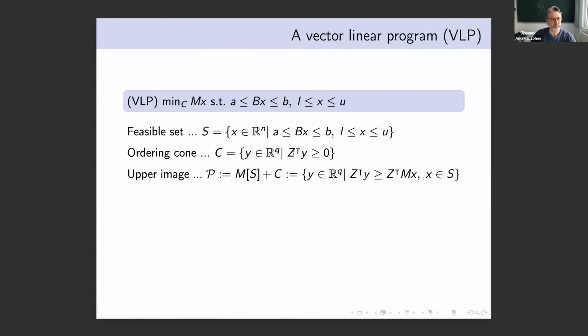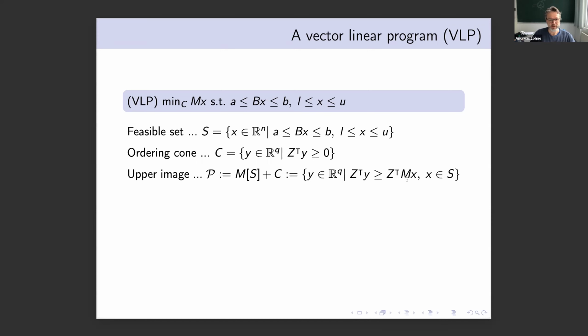And what is very important here is the concept of upper image. So the upper image is the feasible set. Then I apply the objective mapping to the feasible set. This is sometimes called the image. And then I add here also the ordering cone, and then I call this set the upper image. So we see here the upper image can be expressed in this way. And this is, of course, a P representation of a polyhedron.